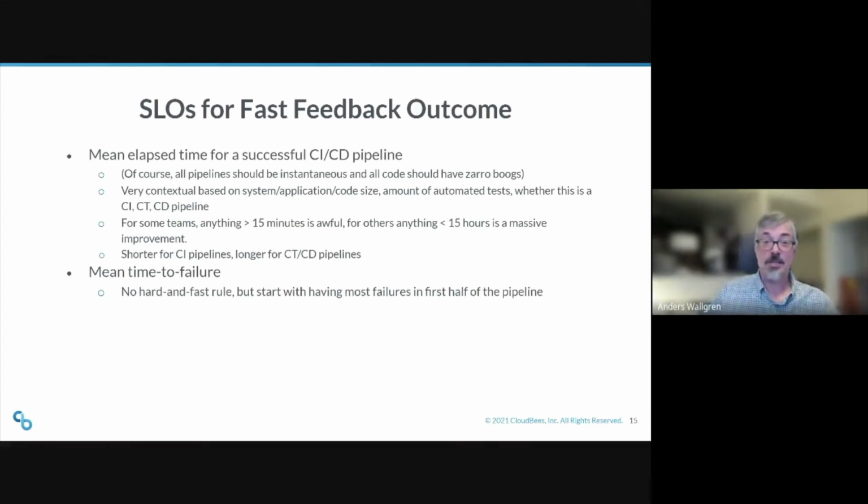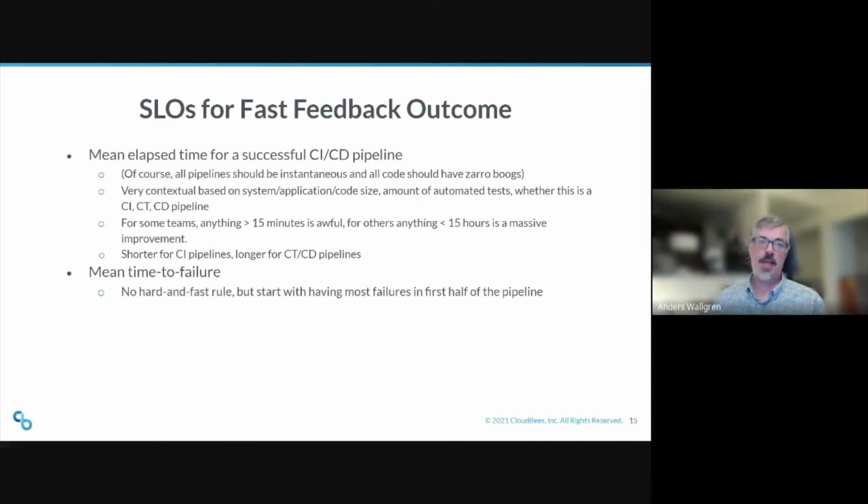Is this continuous integration, continuous testing? Is it continuous delivery? So it's very contextual, right? You know what you're looking for here. Be aggressive in your objectives here. Drive for zero, drive for very fast, drive for instantaneous. For some teams, anything greater than 15 minutes is going to be awful, right? And for others, if you get below 15 hours, they're going to be jumping for joy. It's very contextual. Generally our CI pipelines are going to be shorter than our continuous delivery pipelines. That's kind of the nature of the beast a little bit.